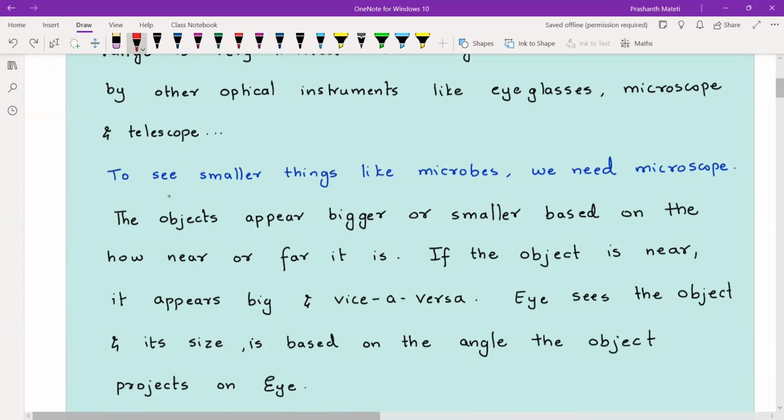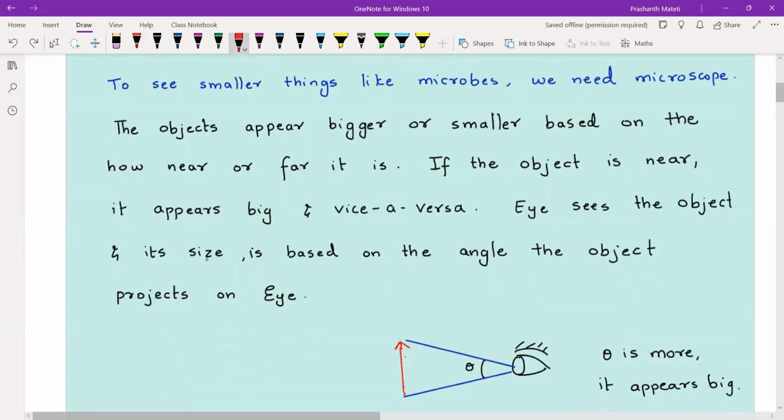So if you want to make the size big, just try to visualize it near. If you're able to bring it near, it appears bigger. That is what optical instruments are going to do. They are going to bring the objects, or form the images, near. They'll do the magnification, and they'll also make sure the image appears near. That's what optical instruments do. So the simple thing is: when the object is near, it appears big, and vice versa. If it is far, it appears small.